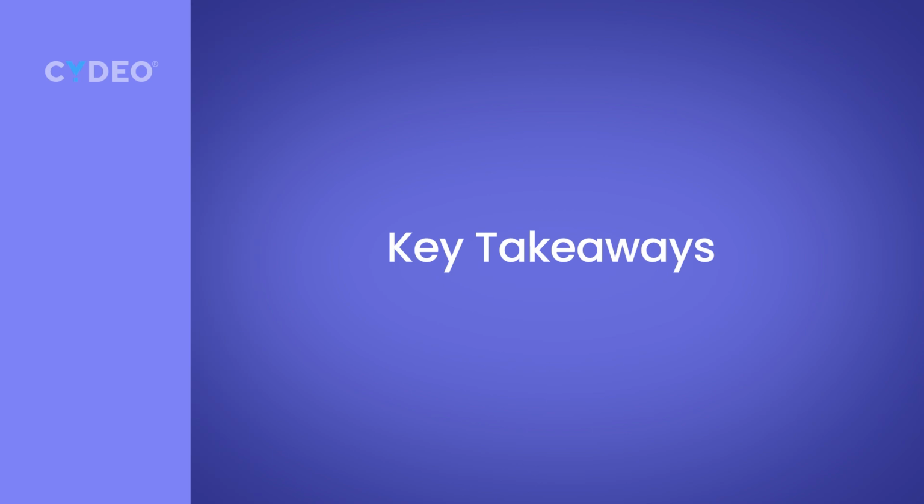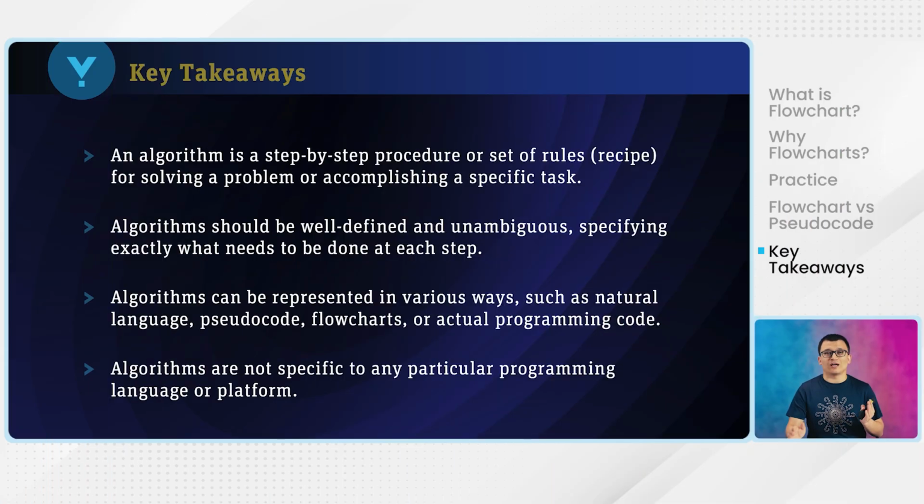Okay, so here are a few key takeaways from this module. Make sure that you know that an algorithm is a step-by-step procedure or a set of rules for solving a problem or specific task. An algorithm should be well-defined, specifying exactly what needs to be done at each of the steps. Okay. An algorithm can be represented in various ways. It can be represented in natural language, in pseudocode, flowcharts, or even in actual programming code. Okay? And flowcharts are not specific to any particular programming language or platform.